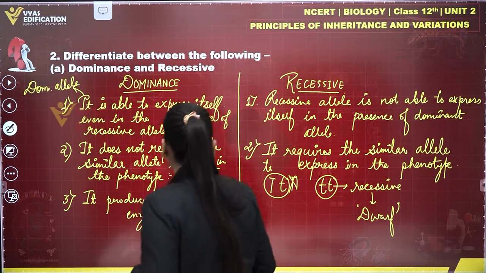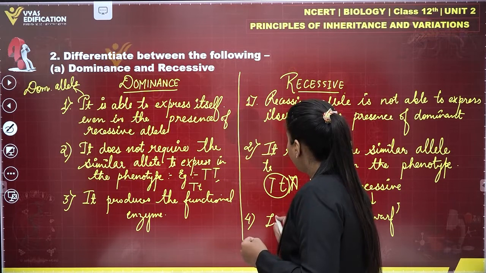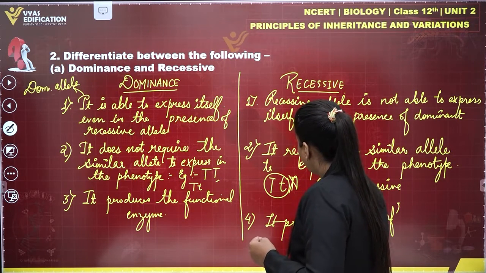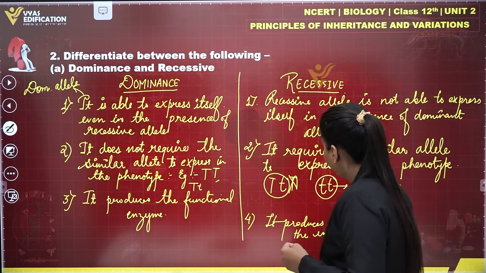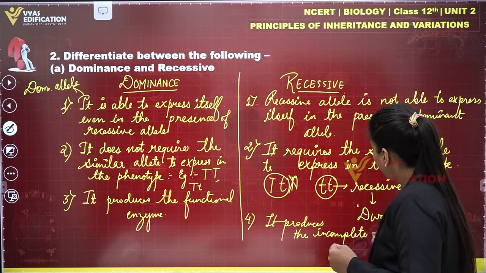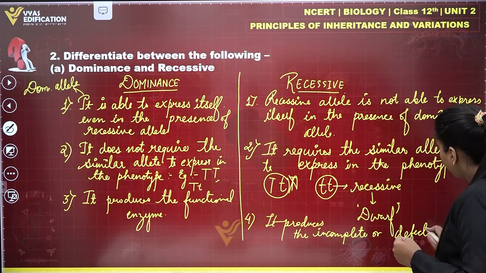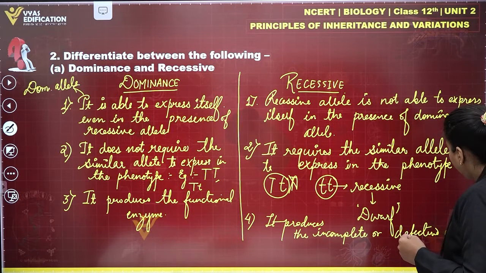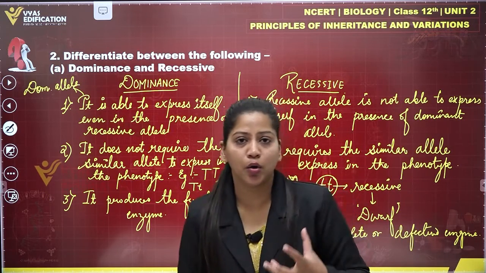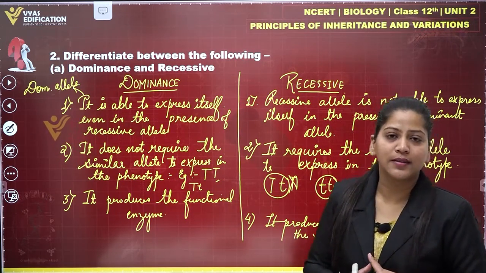Always it produces the functional enzyme, whereas if we talk about the recessive one, it produces the incomplete or defective enzyme. So the result would be maybe incomplete or codominant. So this is the basic difference between the dominant and recessive allele.